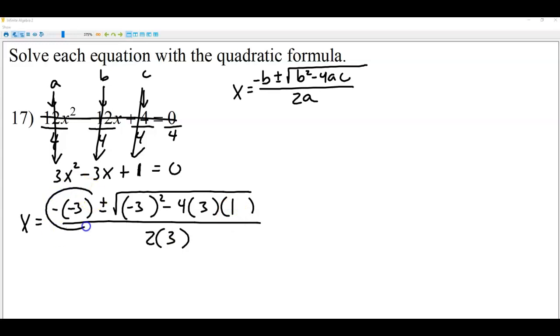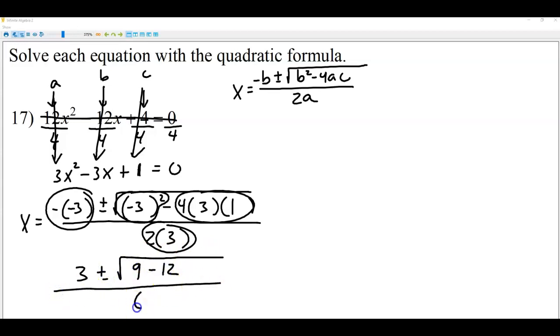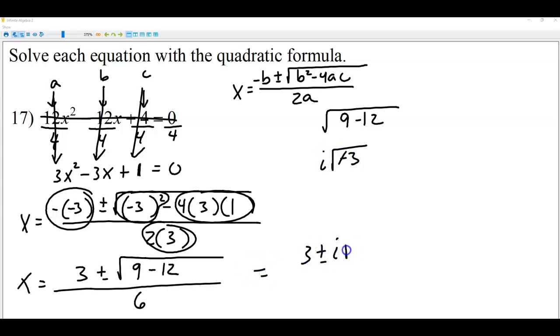The first thing I do in simplifying these is I simplify these 4 chunks. Next, I take care of my square root. Now, when you have a negative, you take it out and you put an i there. And so this becomes 3 plus or minus i root 3 over 6.